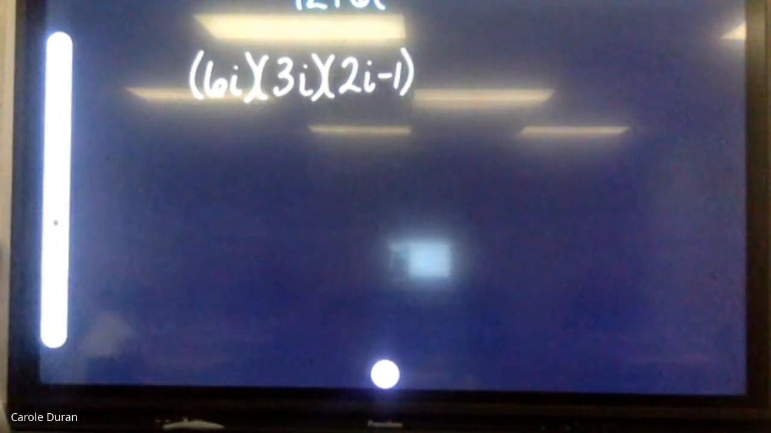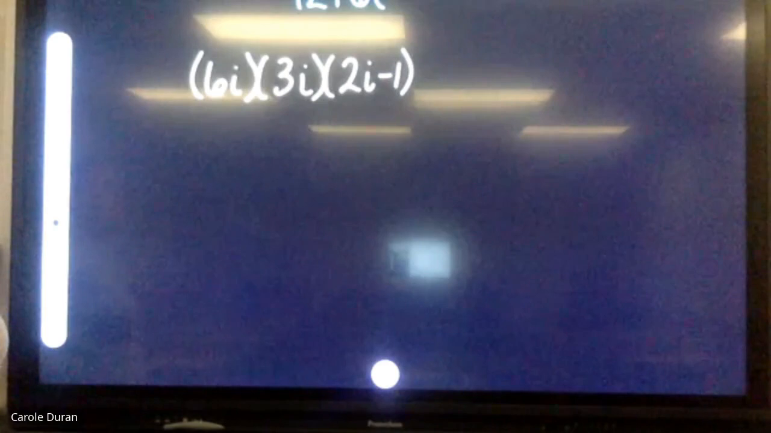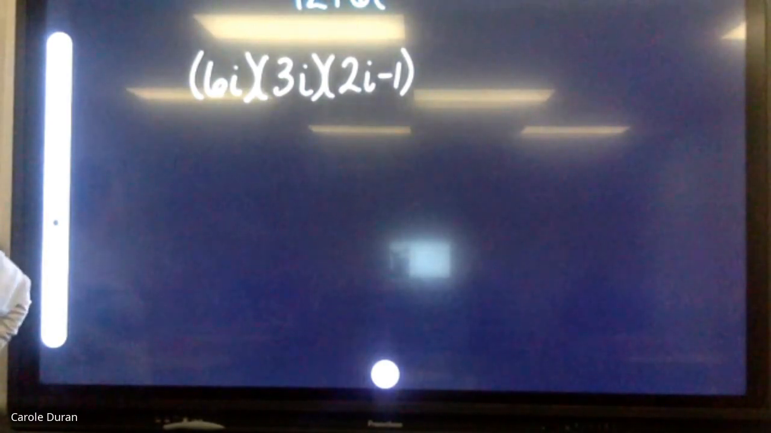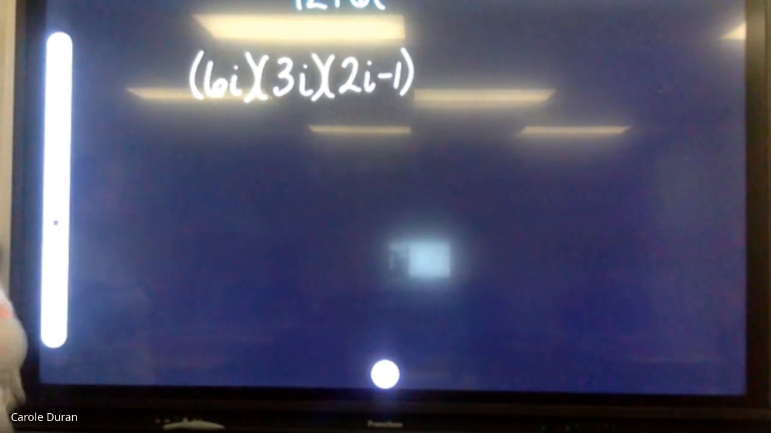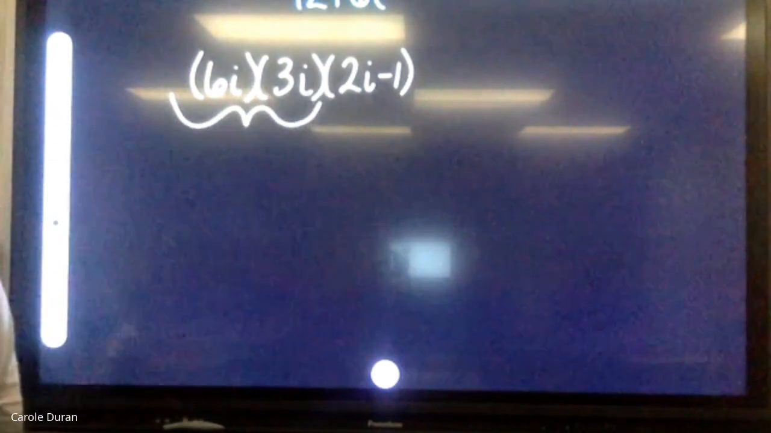So now I have 6i times 3i times 2i minus 1. What is the first thing we don't like about this problem? There's 3 factors, which means I'm just going to deal with 2 at a time. I always like to work from the left to the right. So I'm just going to multiply 6i and 3i first.